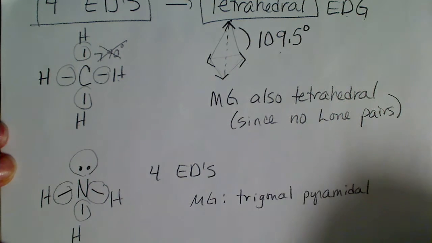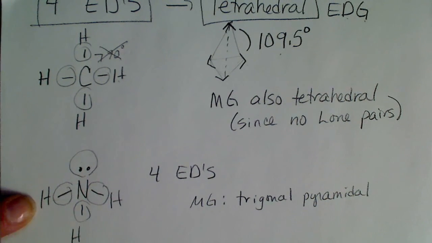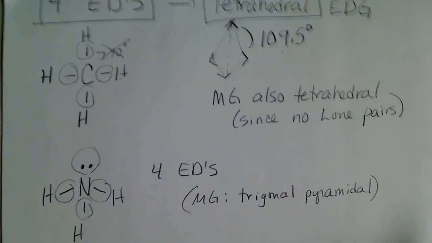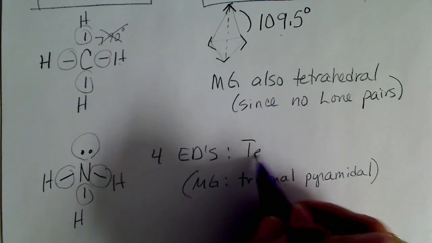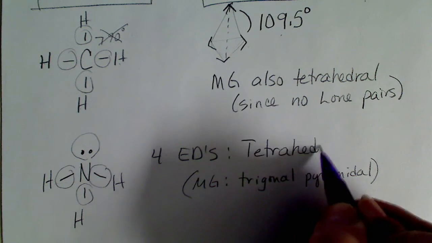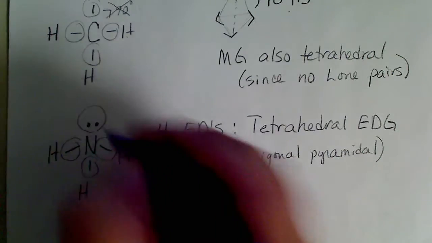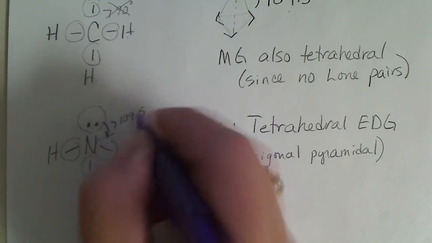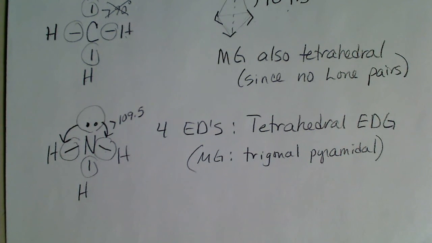Whether or not we have lone pairs is going to dictate the actual shape of where those individual atoms are. So again, this is the molecular geometry that we're looking at here. But 4 electron domains is still tetrahedral electron domain geometry. So these angles would be a little bit greater than 109.5 because those lone pairs take up so much more room that they repel these bonding electrons away a little bit.